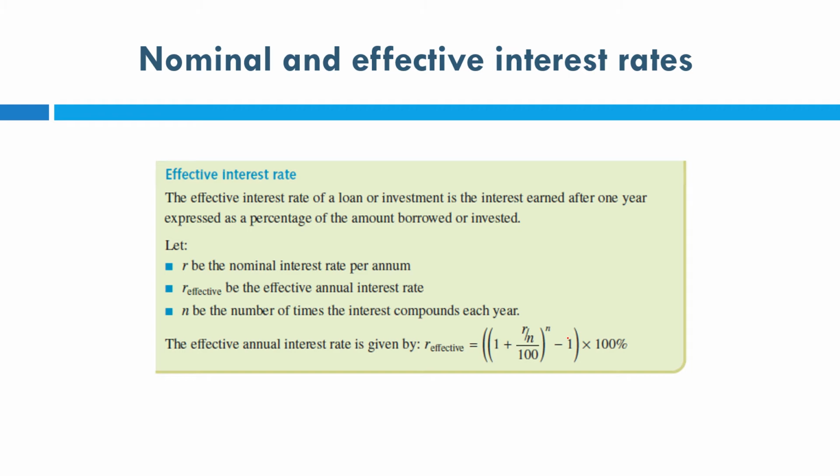So the effective interest rate of a loan or investment is the interest earned after 1 year expressed as a percentage of the amount borrowed or invested. So let R be the nominal interest rate per annum. Let R effective be the effective annual interest rate. Let N be the number of times it compounds each year. So you're going to use this formula just by hand.